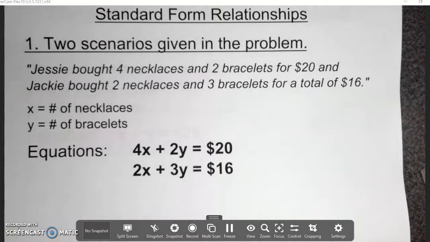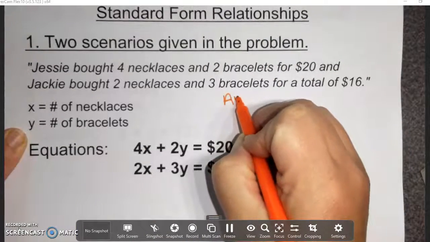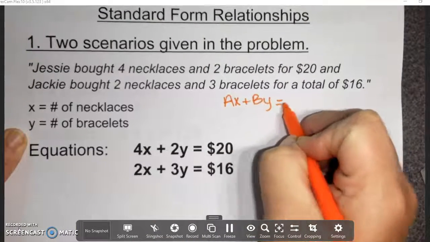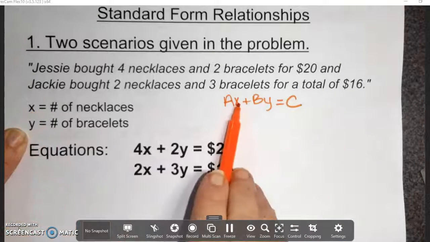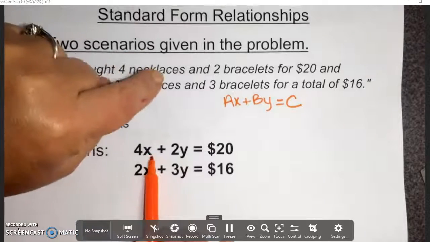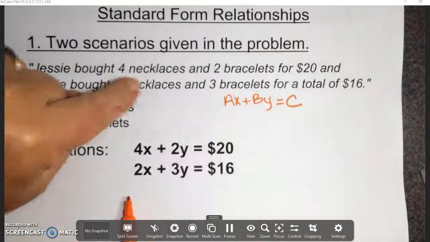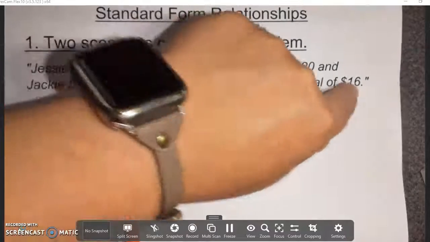Standard form relationships. One: two scenarios are given in the problem. So look at this example. Jesse bought 4 necklaces and 2 bracelets for $20. And Jackie bought 2 necklaces and 3 bracelets for $16. So X is going to be our number of necklaces because we're looking at standard form. ax plus by equals c. X is the number of necklaces. Y is the number of bracelets. Notice it's written down. So we could say 4x plus 2y equals 20. And 2x plus 3y equals 16.